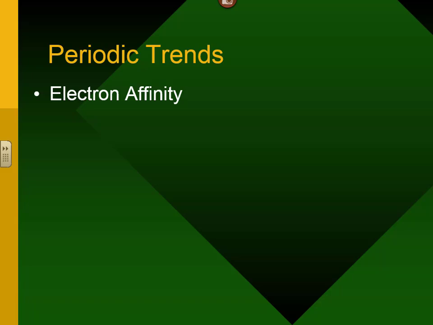If you have an affinity for something, that means that you like it. That's what that word means. Affinity means how much do you like that, or how much do you want that. So electron affinity is kind of like the opposite of ionization energy. Ionization energy tells you how hard is it to pull an electron off. Electron affinity tells you how badly does that atom want an extra electron added.